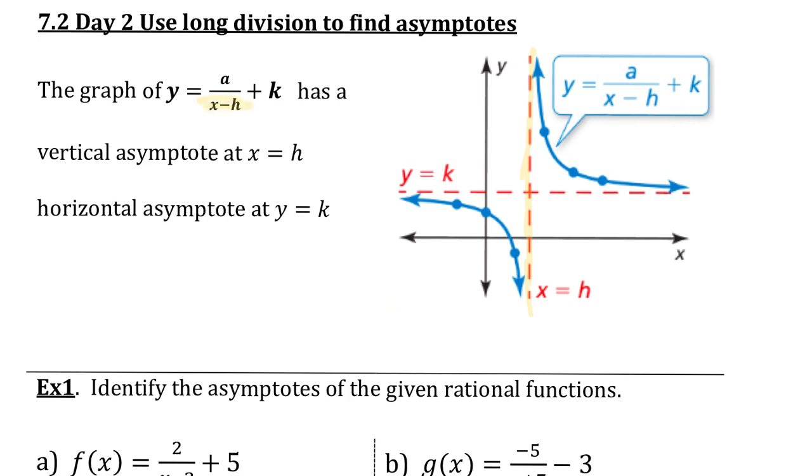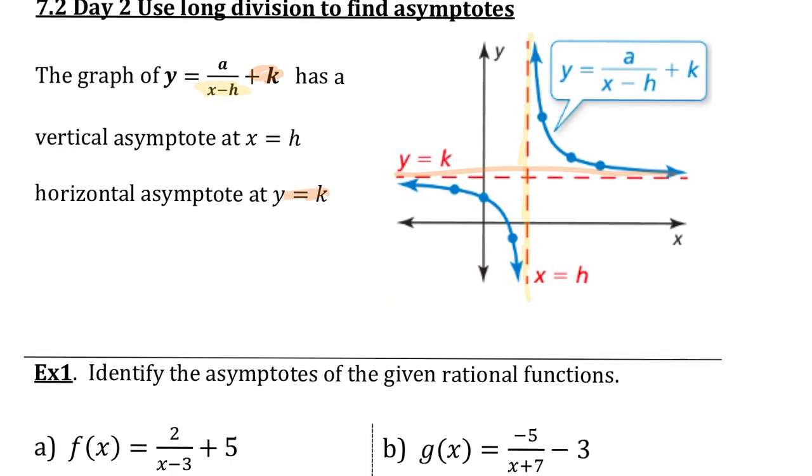The horizontal asymptote, the horizontal line here, has to do with the vertical shift. So since there is a plus k at the end, the horizontal asymptote is at y equals k, which is a horizontal line right here. With those two asymptotes, the graph is quite easy to graph. We just need a point or two on each branch.